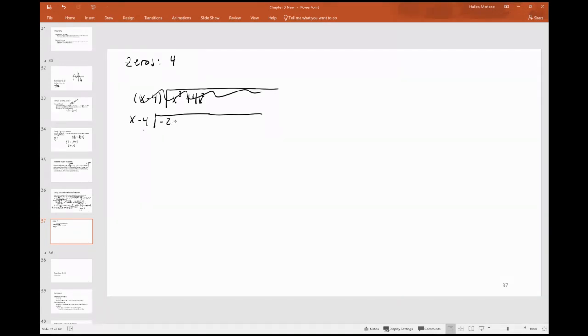here's my polynomial: negative 2x cubed plus 19x squared minus 49x, then plus 20. Now I have the right polynomial.